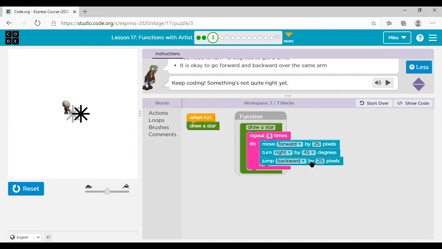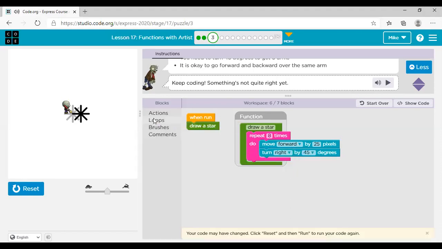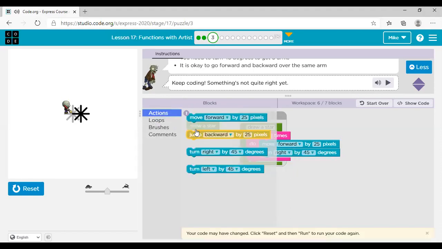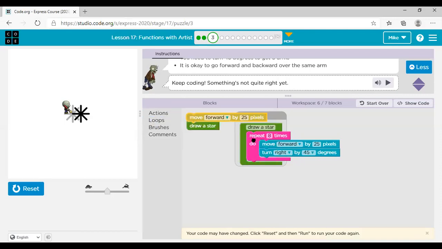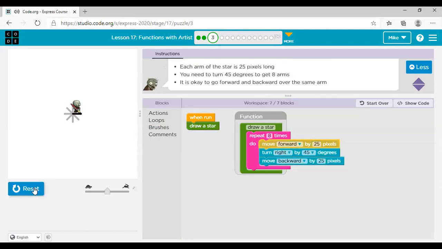Zoe said she did it. Okay, so what is wrong with this one? There's one thing that we have to change. Because look, we are doing it the right way. We moved, turned right, jumped back. Let's change the jump back to move back, because I don't think it's picking this one up. I think they want us to use this move backwards. So let's change that. Instead of the jump, reset and run.